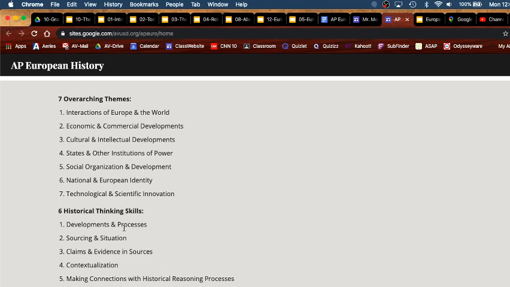Understanding developments and processes, sources and citing, whether it's a primary source or a secondary source, being able to make a claim and provide evidence, or if you're given evidence, be able to use that evidence effectively, and also to be able to contextualize things. Take a concept, put it into context. Number 5 right here, making connections and historical reasoning processes.